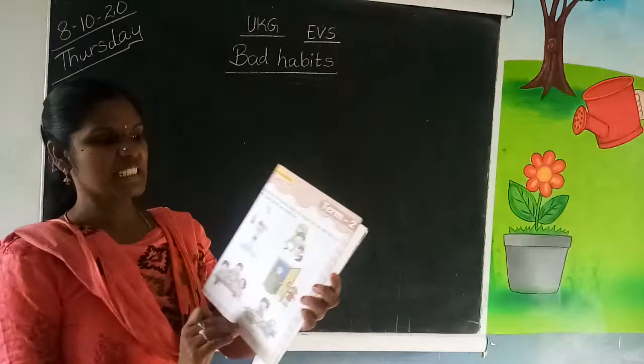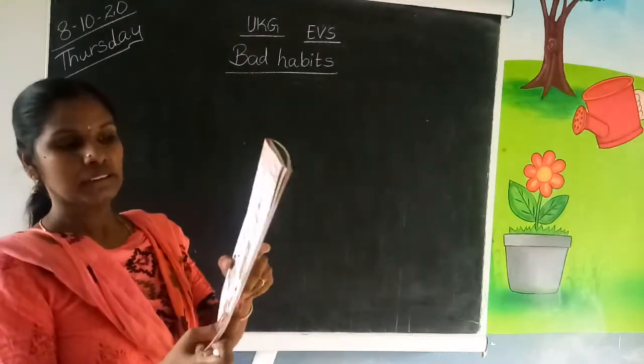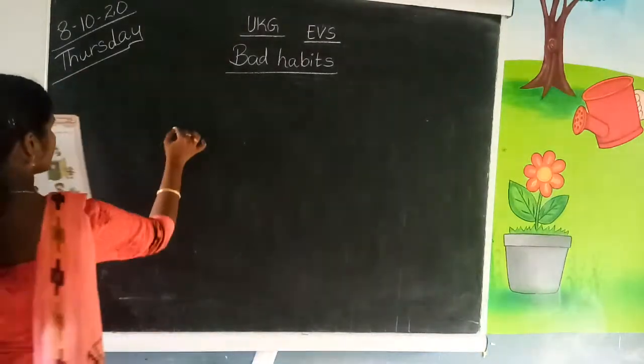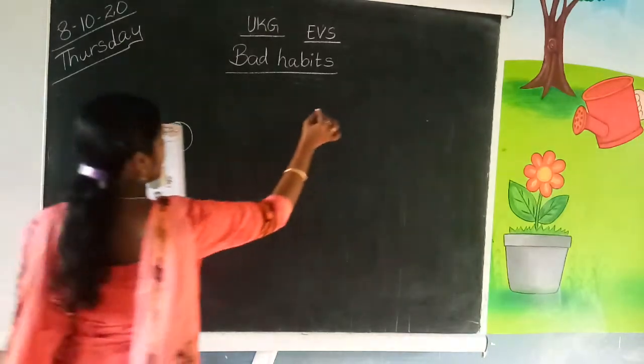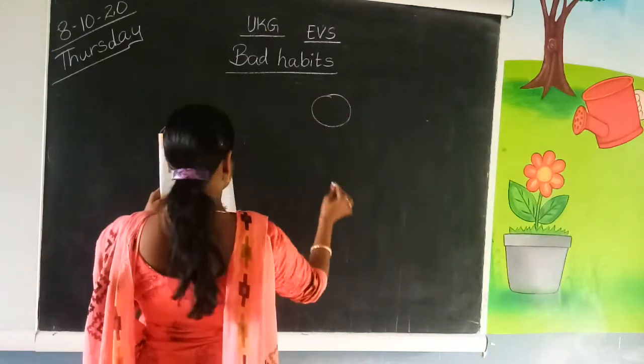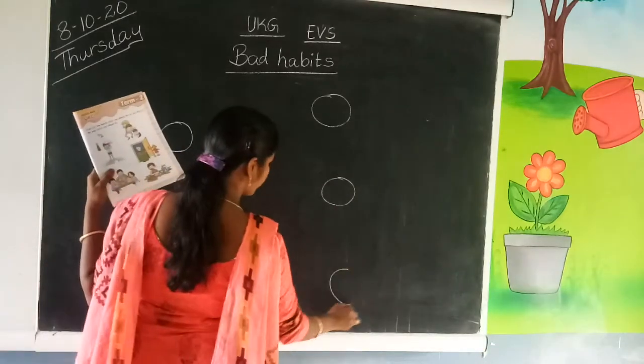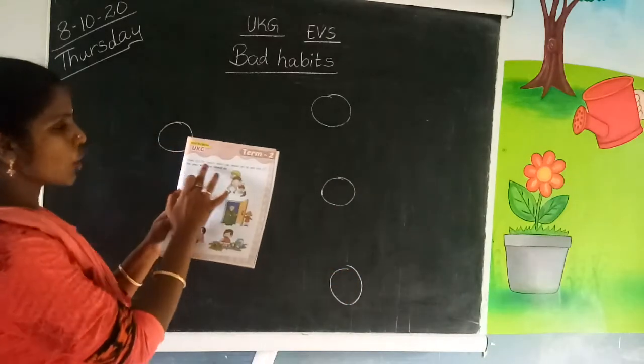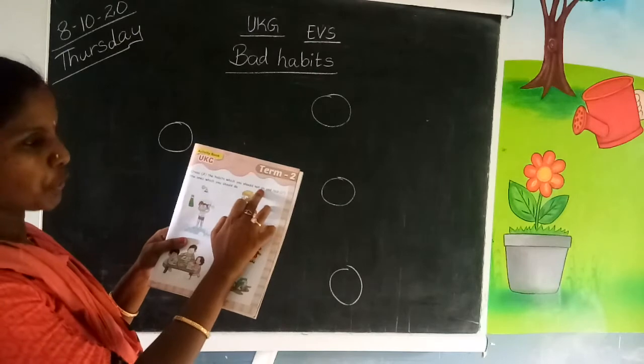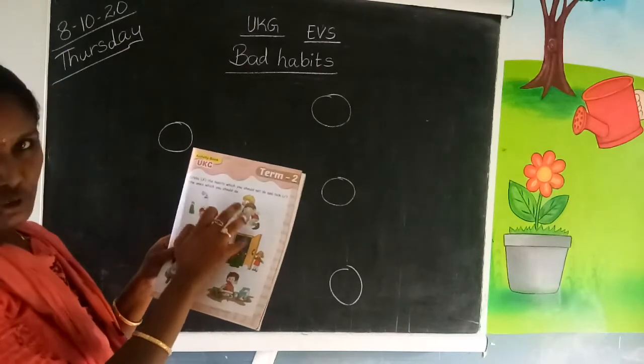Activity book, page number 33. See, here is the first picture. Here is the second picture. Third. Fourth and fifth. Cross the habits which you should not do and tick the ones which you should do.